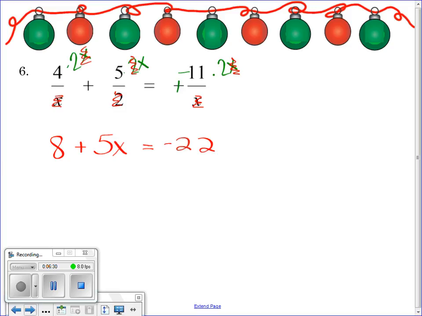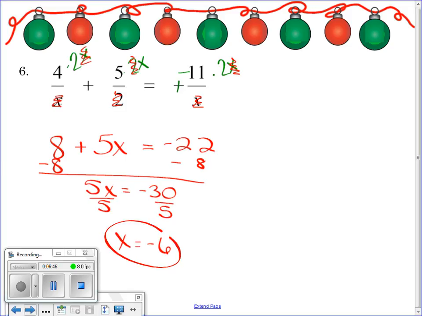Once you get rid of those fractions, it's child's play then, right? It's basic algebra. Good. Subtract 8. So 5x equals negative 30. Divide by 5. X equals negative 6. Check for extraneous. What would your restrictions have been? 0. So my answer is negative 6. It's good. Doing okay? All right.